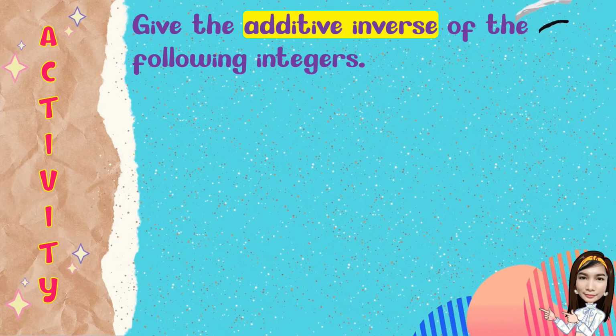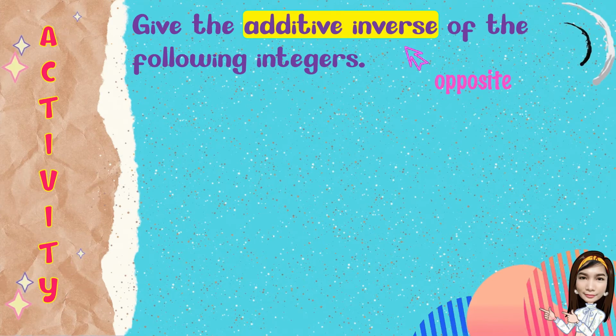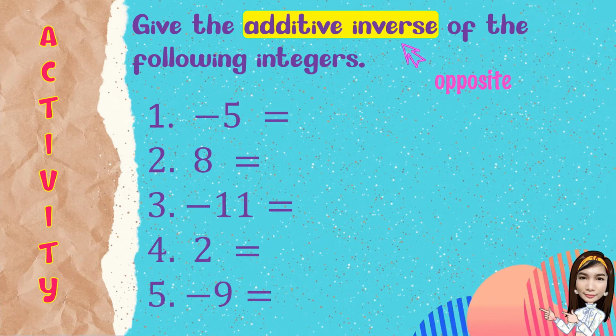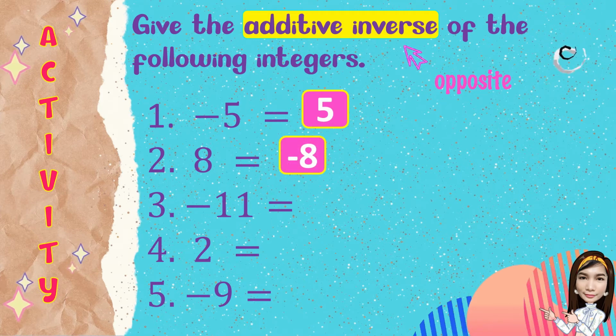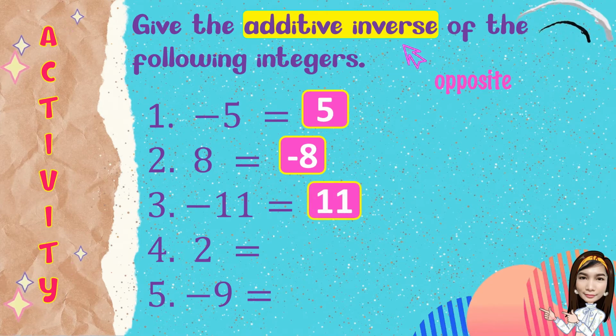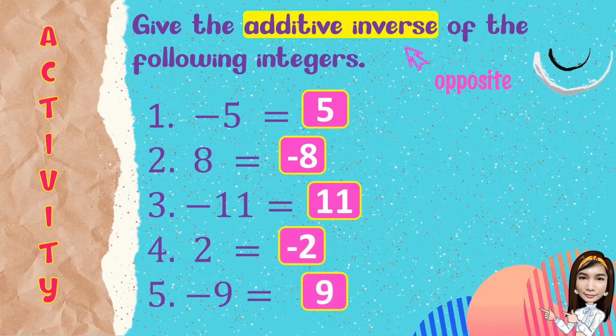Now let's have the first activity. Give the additive inverse of the following integers. When we say additive inverse, we're talking about the opposite of the integer. So let's have the following. Given negative 5, the additive inverse is positive 5. Next, we have positive 8. The additive inverse is negative 8. Third, negative 11. The additive inverse is positive 11. Fourth, we have positive 2. The additive inverse is negative 2. And last, we have negative 9. The additive inverse is positive 9.